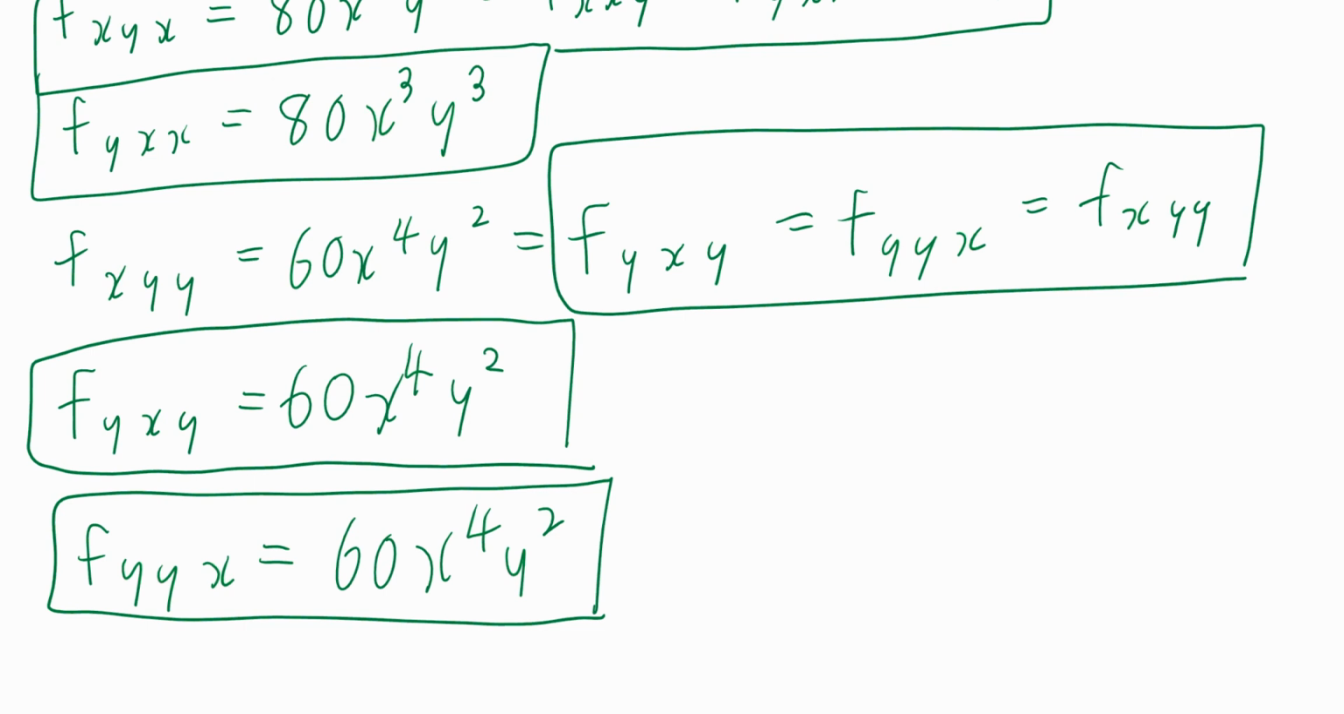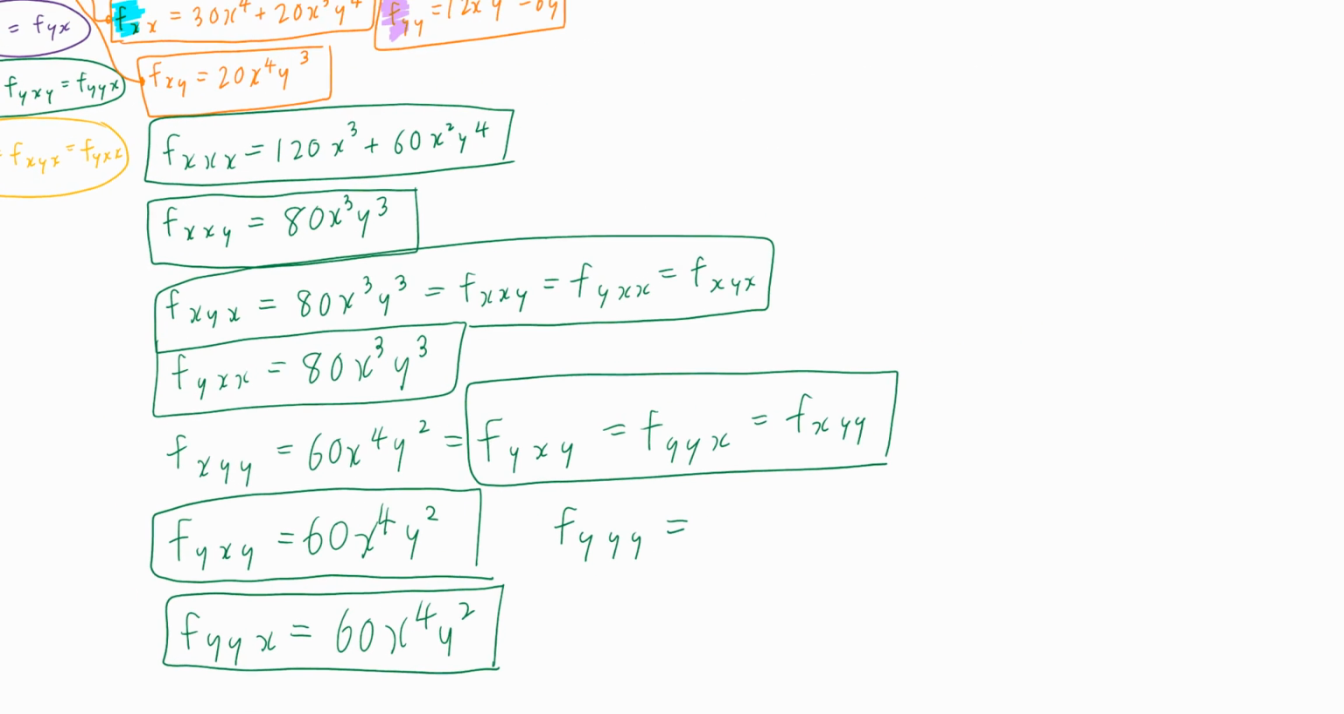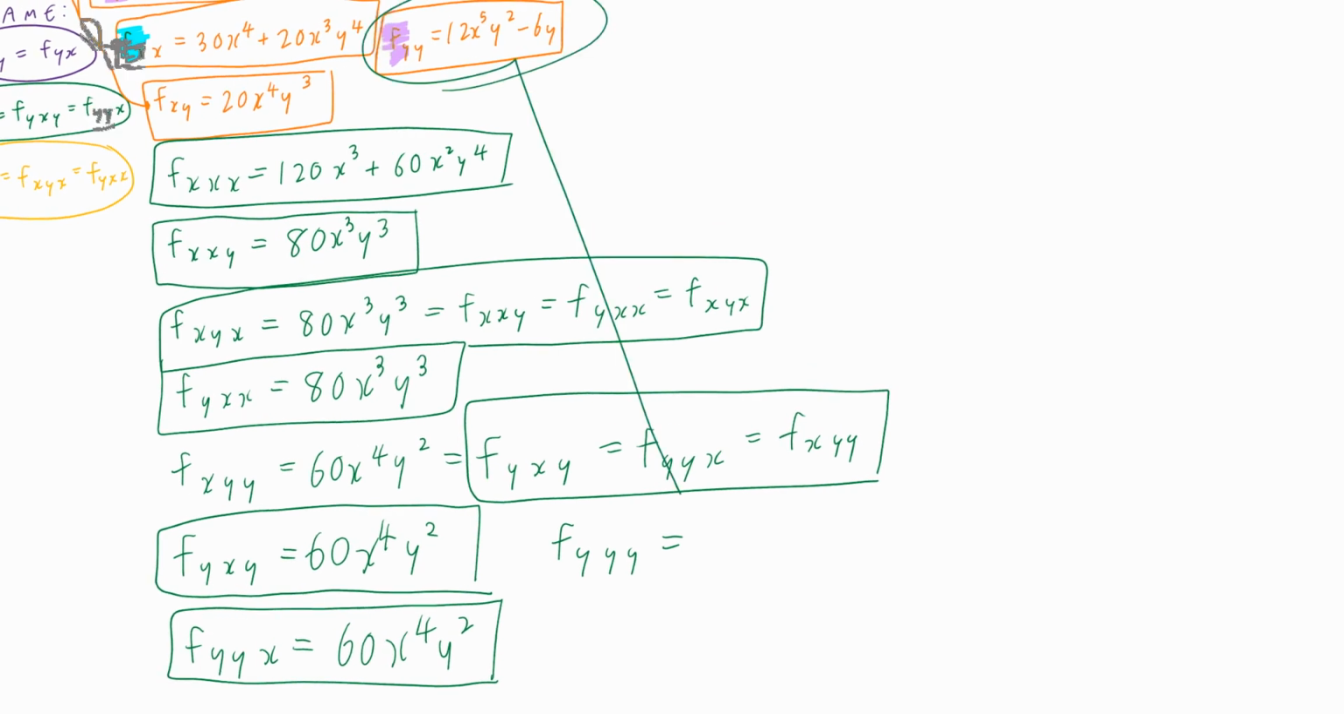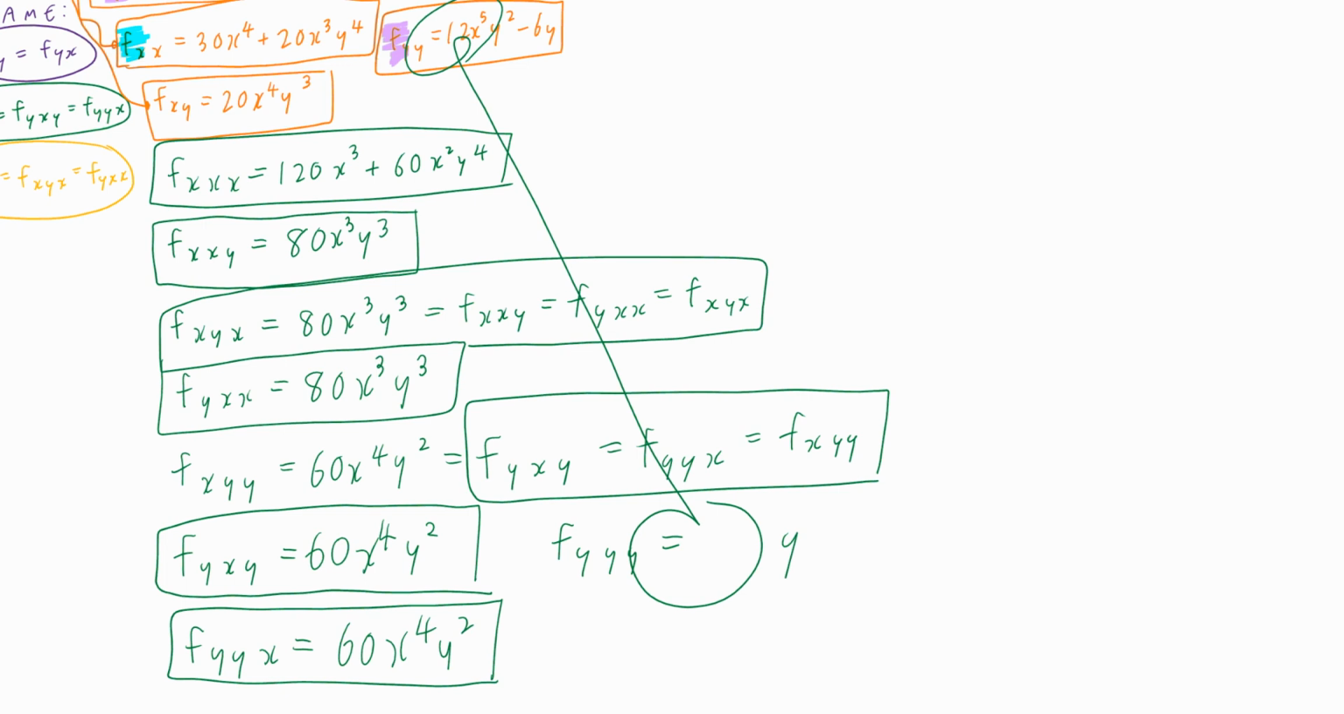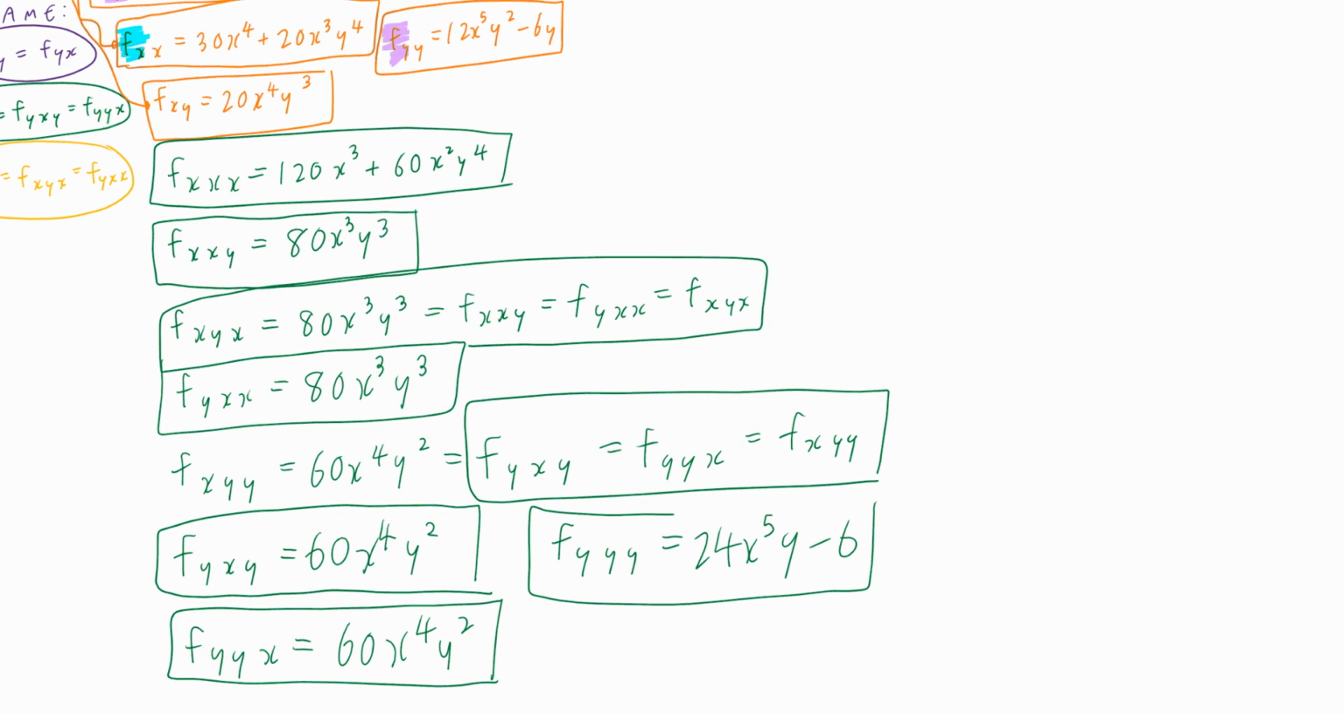One more part, f_yy. So I go back to f_yy. Again, what I'm doing is I'm taking f_yy, and I'm taking the partial derivative with respect to y. So x is going to be a constant in this case. So when I take the derivative of y squared, that's going to be 2y. So I'm going to put a y right there. 2 times 12x to the power of 5 is going to give 24x to the power of 5 times y. And of course, when I take the derivative of 6y, that's going to be 6, just like that. I hope this makes sense.